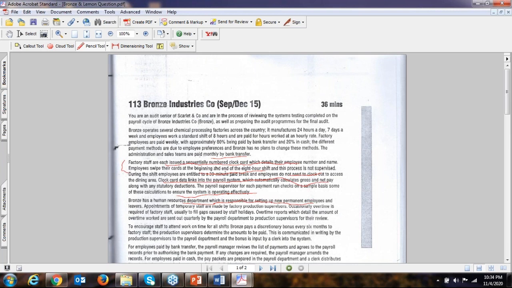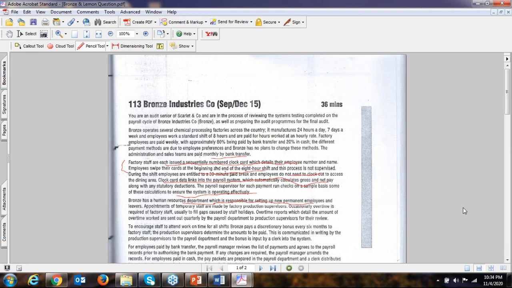So these are all the key controls which we should mention in part A: the key control and why it is a key control. So our first point is clear.